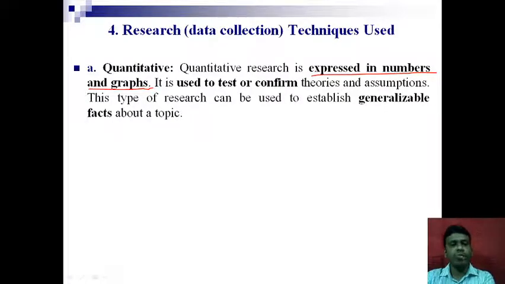Now it is generally used to test or confirm theories and assumptions, and is generally used in laboratories. This type of research can be used to establish generalizable facts about certain topics. As I've already said, quantitative research is generally used in lab experiments or other techniques where quantifiable data is available, data that can be expressed in numbers or graphs.